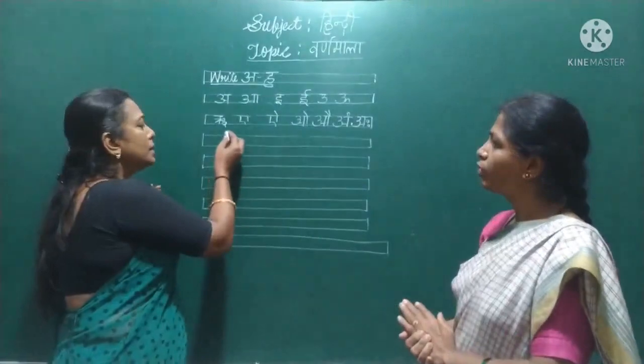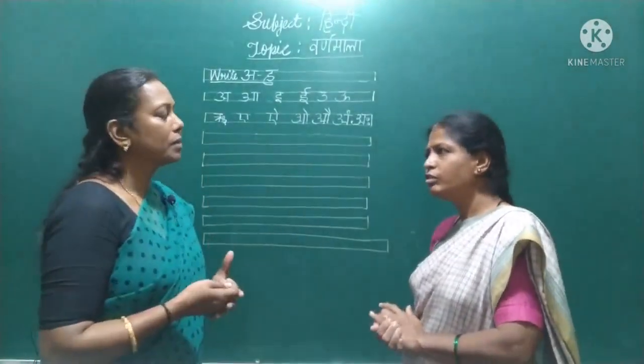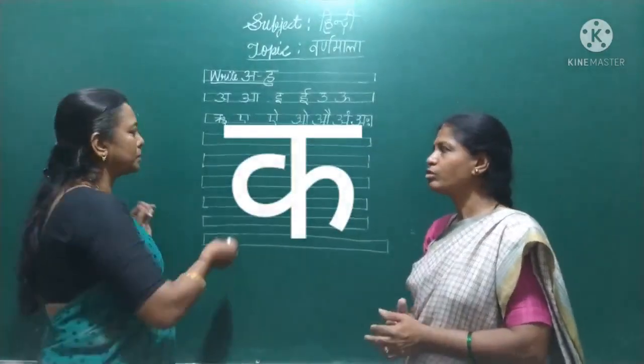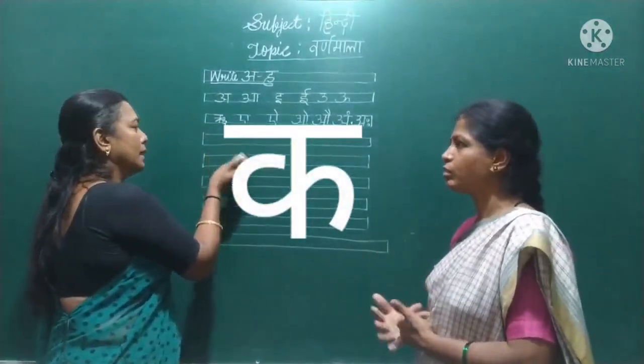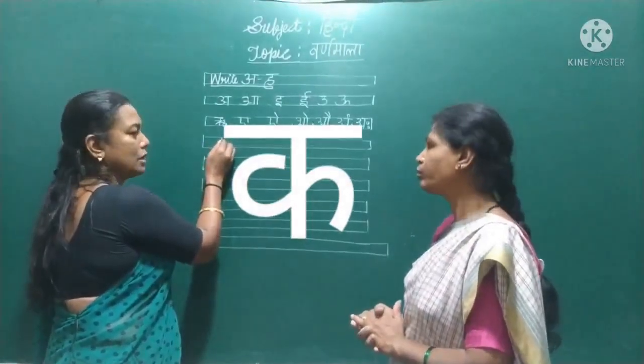Let's learn Ka to Ha. That is Vyanjan. Vyanjan means consonants. Let's learn here how to write and pronounce. I will show.